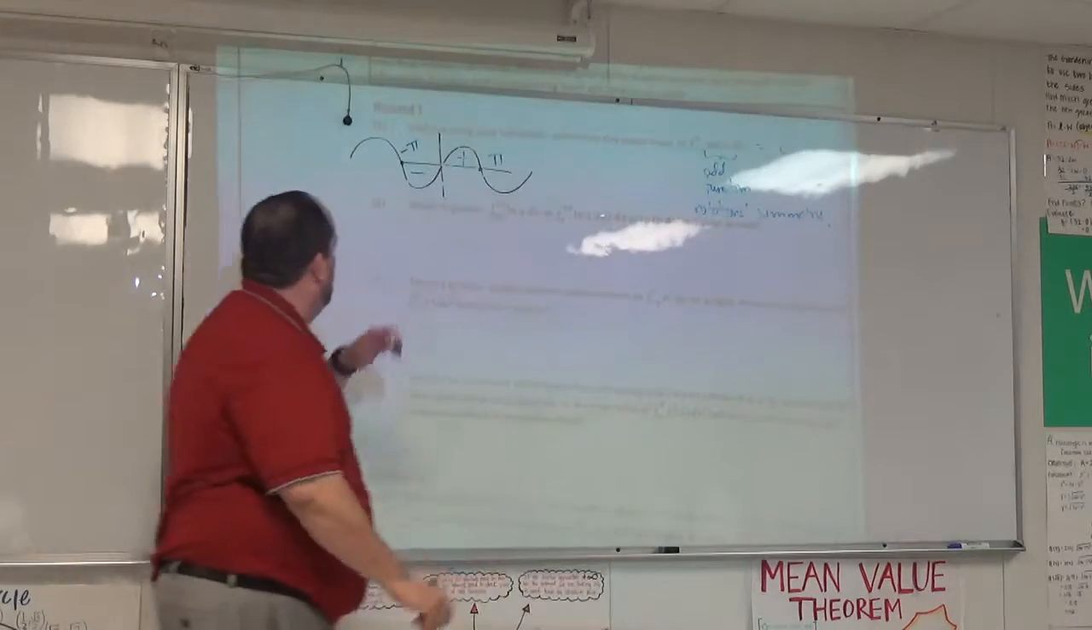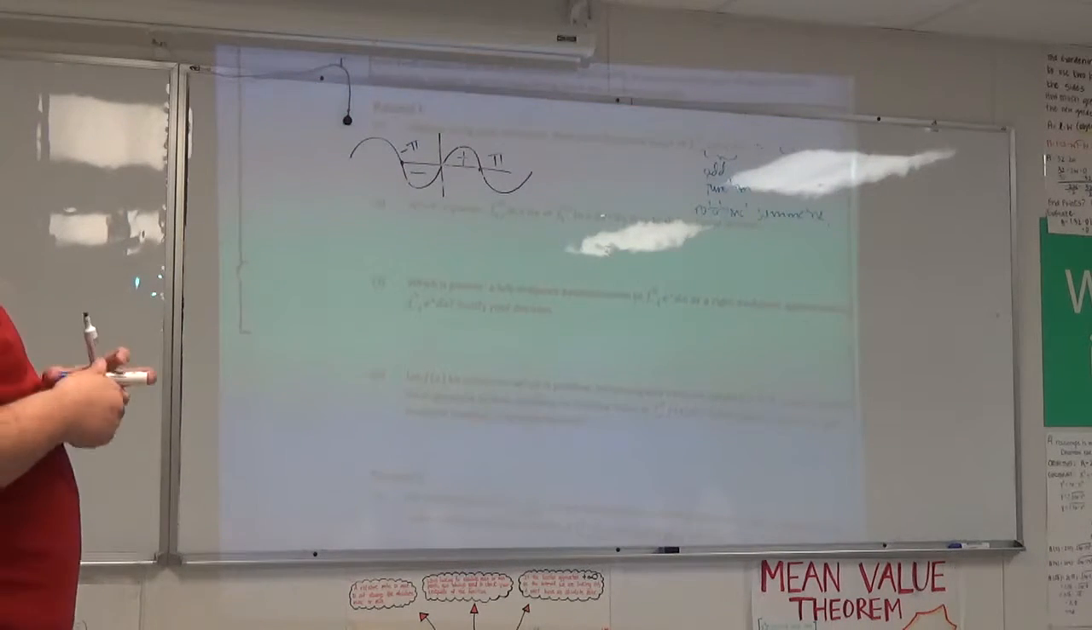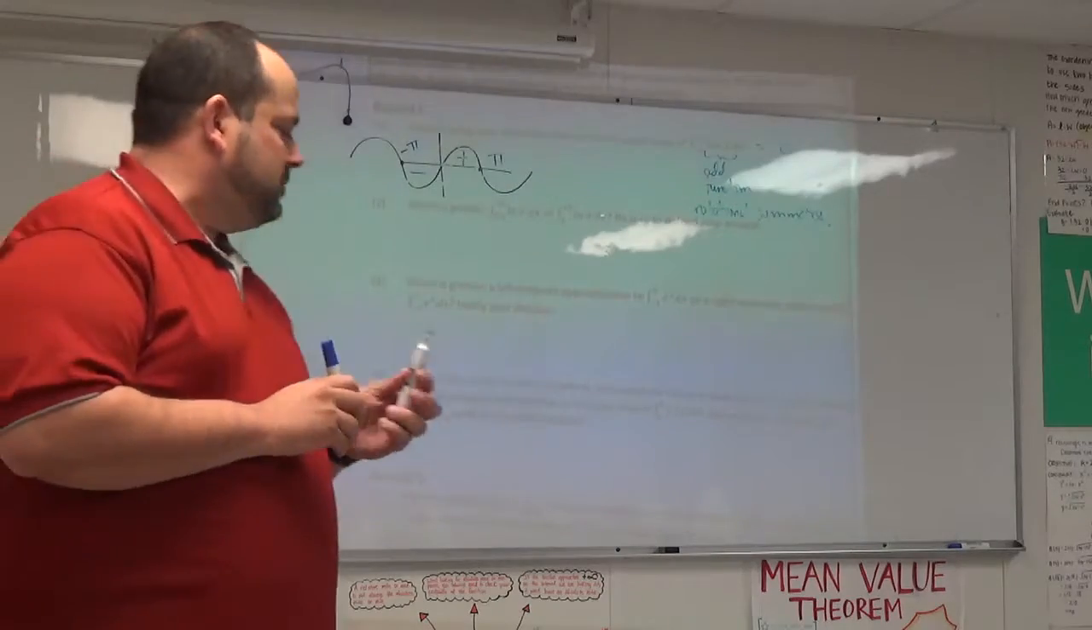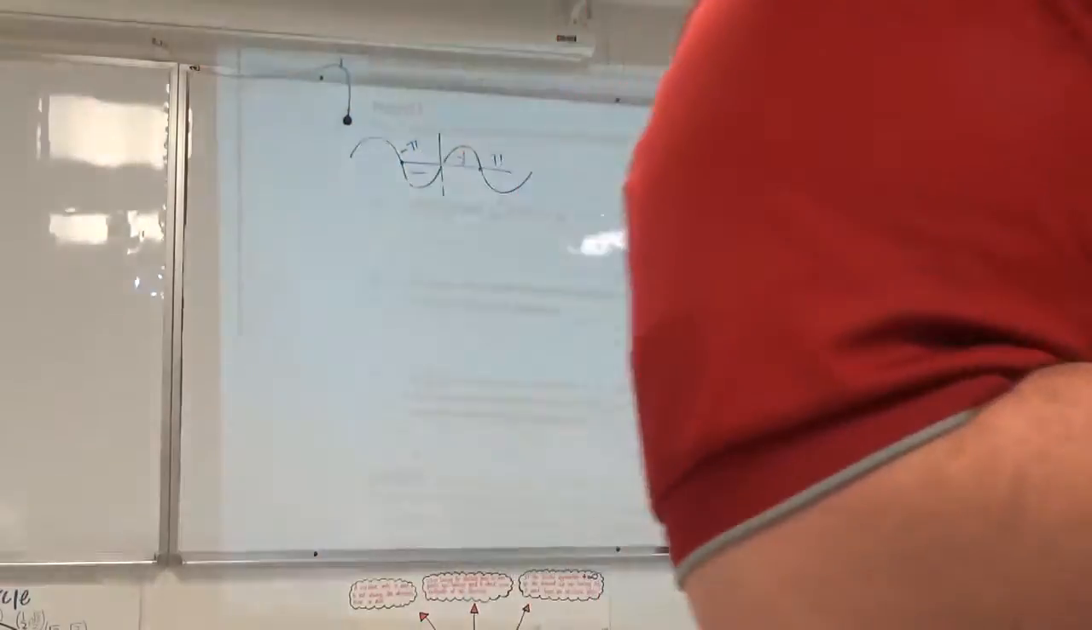All right, number 2: which is greater, the integral from 0.1 to 10 of the natural log of x, or the integral from 1 to 10 of the natural log of x with respect to x? Be ready to defend your answer.